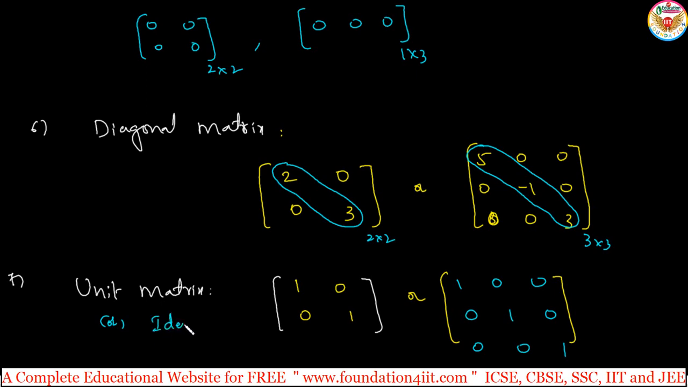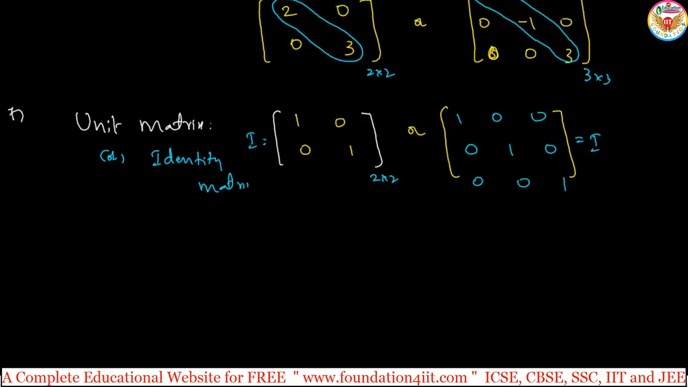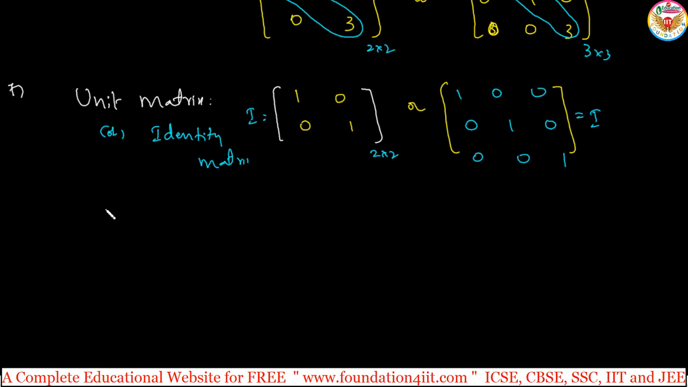You can call it an identity matrix, and we use the capital letter I. So this is equal to I. This is the 2 rows, 2 columns identity matrix, and this is the 3 rows, 3 columns identity matrix. So these are the main 7 types of matrices. In addition, I'll show you one more thing, the transpose of a matrix.